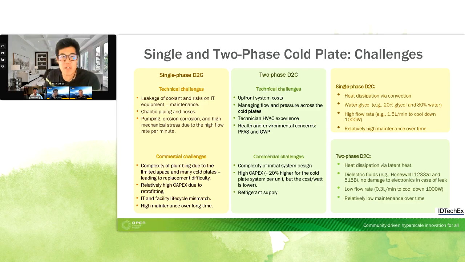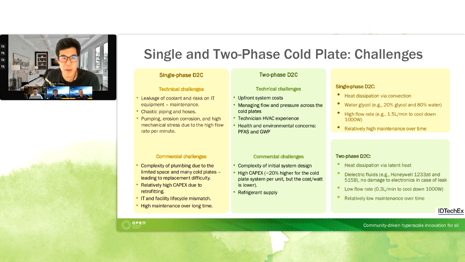Including the technical challenges, commercial challenges, as well as some notes on the side. There are several technical challenges, for example, the leakage of the coolant and the risks to IT equipment, therefore requiring very comprehensive maintenance over time, because water glycol is used inside of the cold plates. If there is any potential leakage, it risks your server boards, which are worth hundreds of thousands of dollars. It's pretty easy to understand.